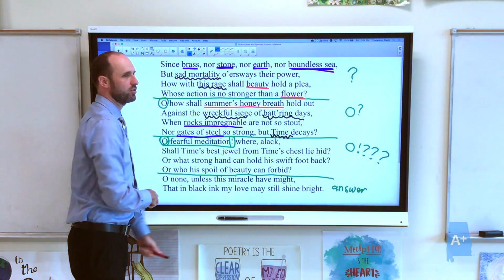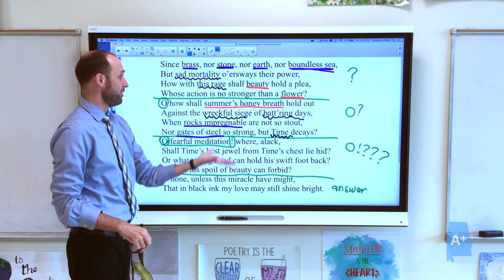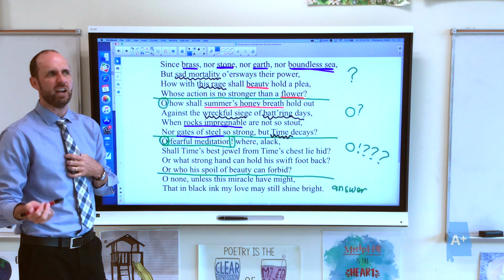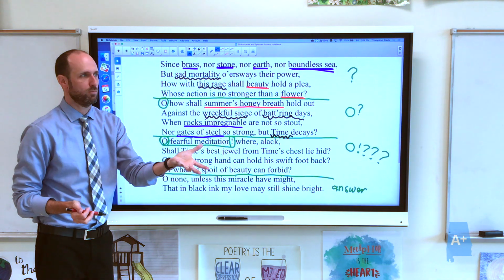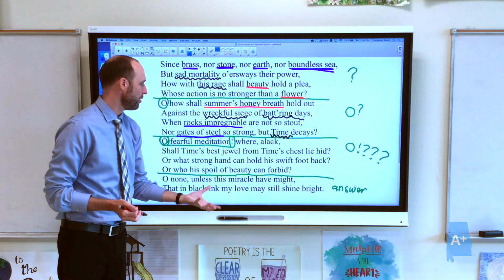The flower has turned into something even more fragile, into summer's honey breath. That's a personification of summer, as if summer was a person or a goddess probably that has a honey breath. But you can't see honey breath. I mean, it's even more fragile an image than a flower.